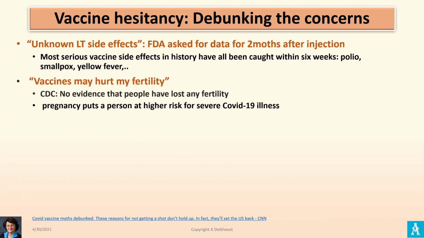Another thing that needs to be debunked is that the vaccine may hurt my fertility. Somehow people have been spreading that. It's absolutely false. There's absolutely no evidence that people have lost any fertility. If you look at how the vaccine works, it has absolutely no impact on anything to do with fertility. And ironically, if you get pregnant, you are at a higher risk for severe COVID, as well as the baby, if you get the virus while you're pregnant.